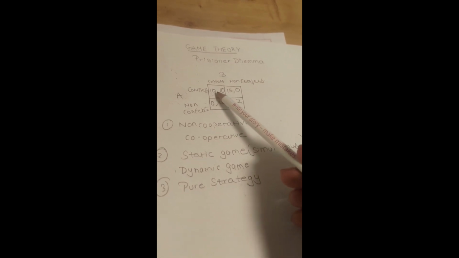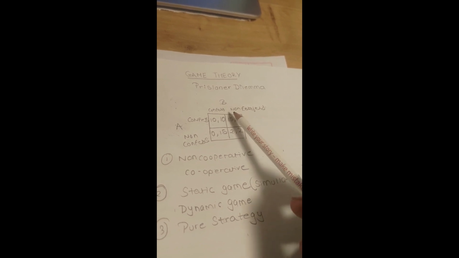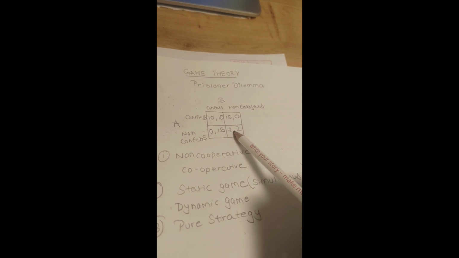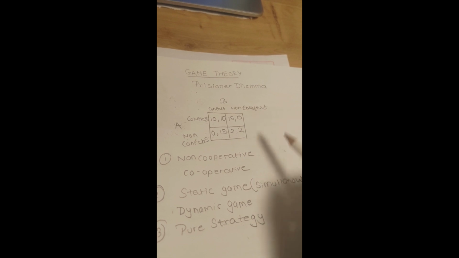Pure strategy. Now what is pure strategy? In this example, if A confesses, he will get jailed, and if B confesses, he will get jailed. Both of them are getting jailed if both the players are confessing. In the second example, if A is confessing, he will be set free, but B will get jailed for 15 years. And if B confesses, he will be set free, but A will get jailed for 15 years. But if both the parties are not cooperating or not confessing, both will get only 2 years each as jail.